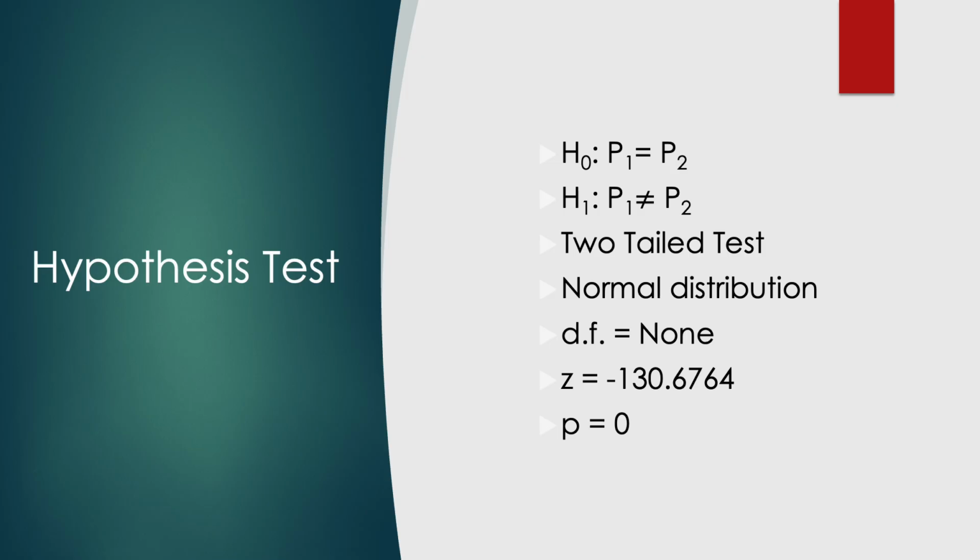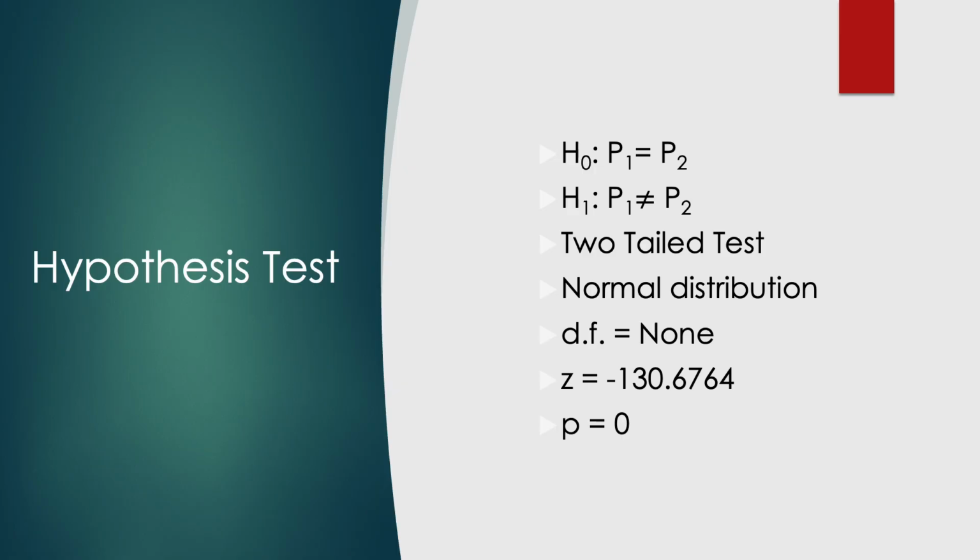For this question, we are using a two-tailed test because the null hypothesis is p1 equals p2, and the alternative to that is p1 does not equal p2. Again, we are using a two-tailed test. We will be using a normal distribution. The degrees of freedom is none. There's no degrees of freedom in this problem.